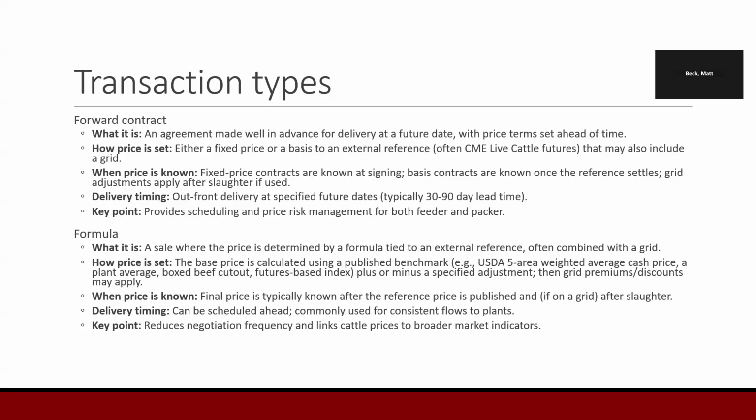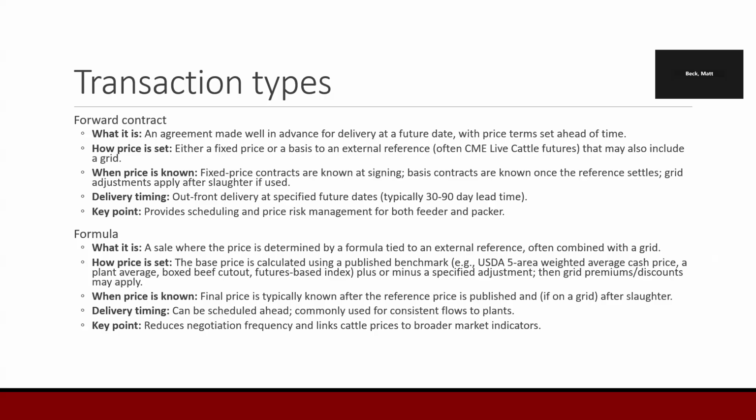Okay. All right, formula. So the price is determined by a formula tied to an external reference, often combined with a grid. So this external reference could be a futures, like the near futures contract. Could also be the 5-area weighted average cash price. So base price is calculated using a published benchmark. So USDA 5-area weighted average cash price could be based off of a plant average, could be based and adjusted off of a boxed beef cutout, could be based off the near term futures based index.